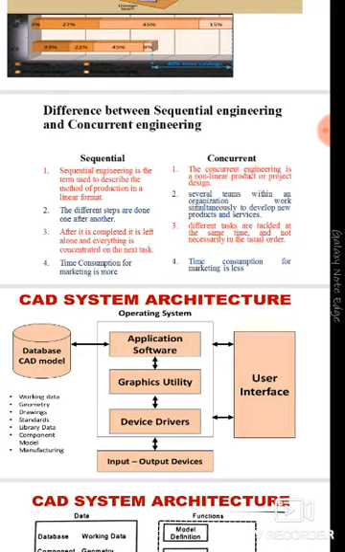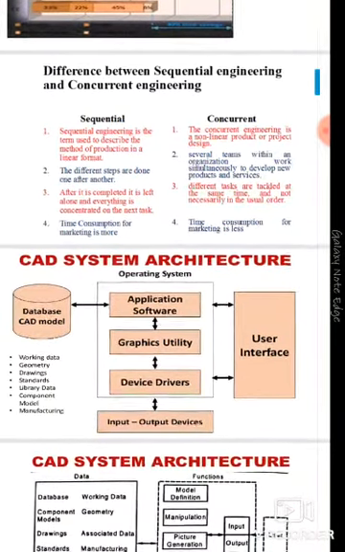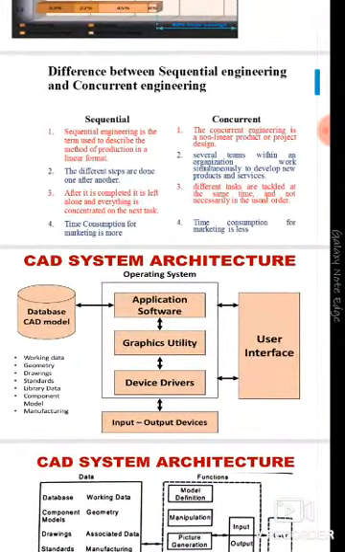CAD system architecture: application software. The application software is CAD. Graphics utility: the utility means the side toolbar in the main menu, or a new toolbar is created. Device driver: device driver means the hard drive, the hard disk, the OS, operating systems, database management.